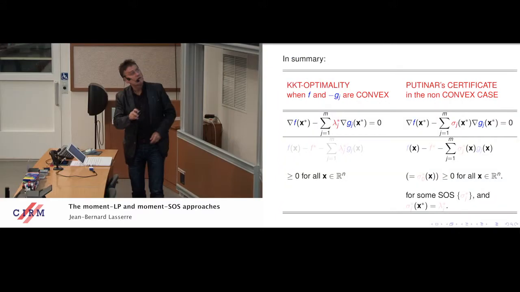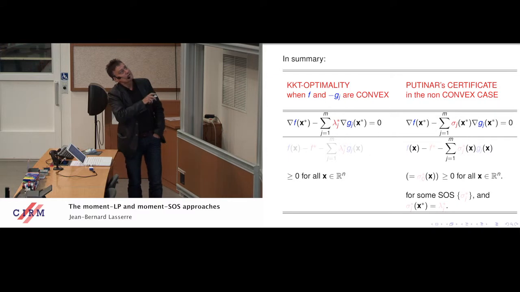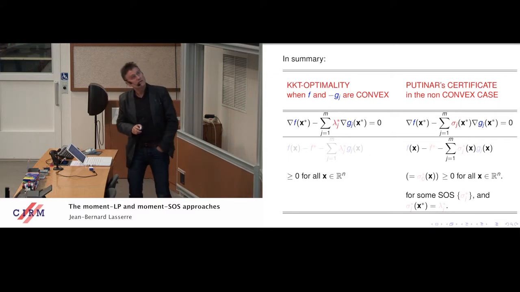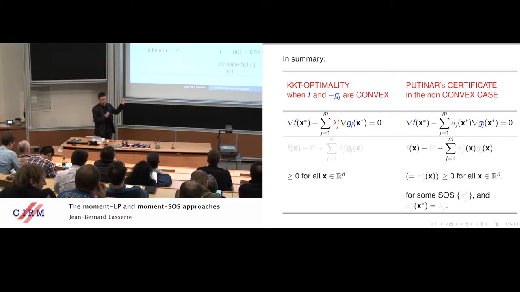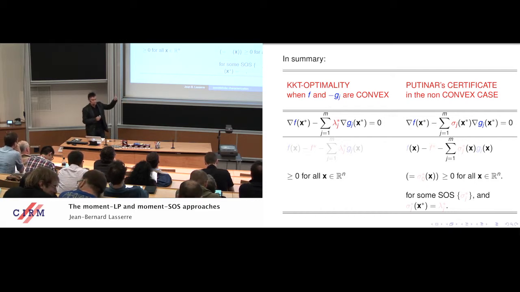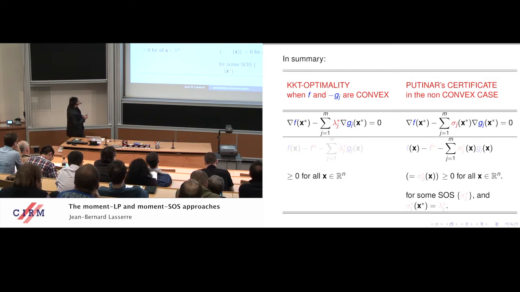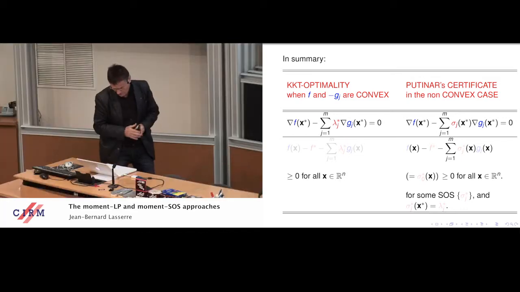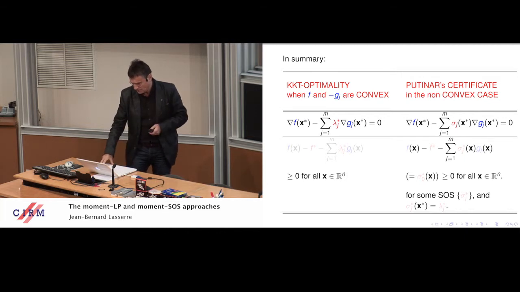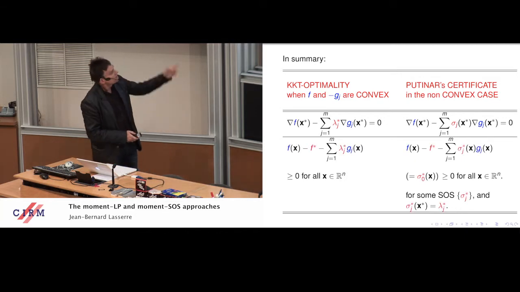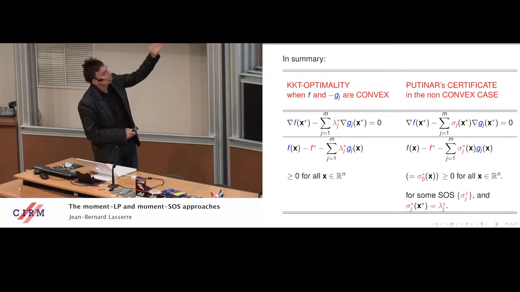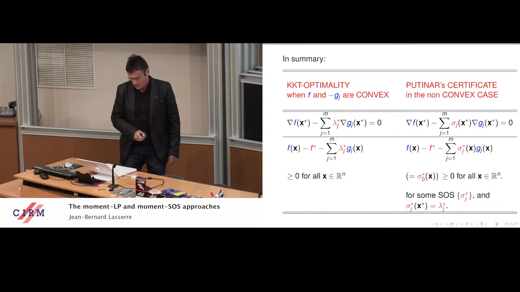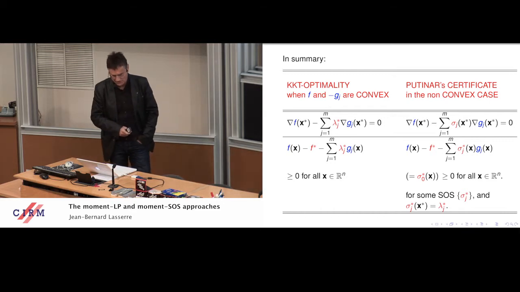In summary, you have to make the analogy between the KKT optimality condition in the convex case, I insist on that, and the Putinar representation in the non-convex case. In KKT optimality for the convex case, if F and minus GJ are convex, then a local minimum would be a global minimum. Then, of course, the gradient of F is a linear combination of the gradients of GJ.